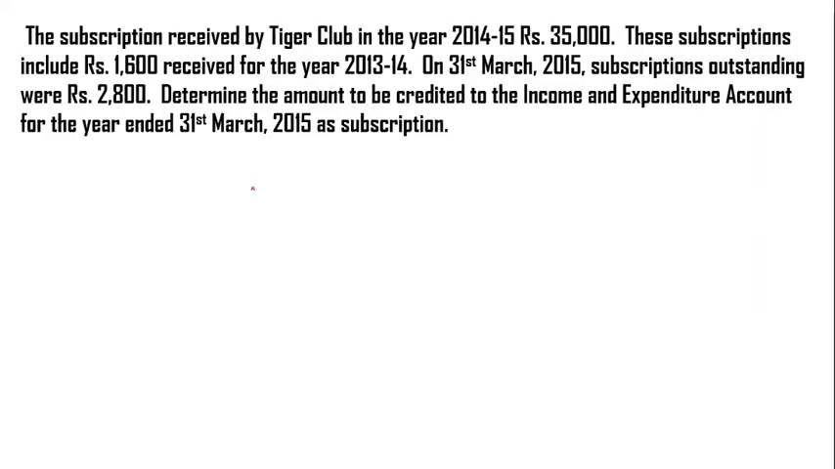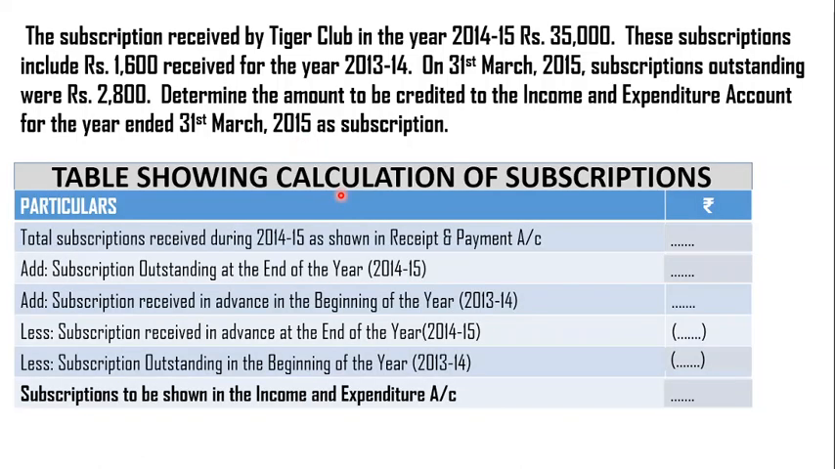Moving to the next one, let's take an example. One question we'll do. The subscription received by Tiger Club in the year 2014-15 is rupees 35,000. These subscriptions include 1600 received for the year 2013-14, and on 31st March 2015 subscription outstanding was rupees 2800. You have to determine the amount to be credited to the income and expenditure account for the year ended 31st March 2015 as subscription. So we are going to have a table.